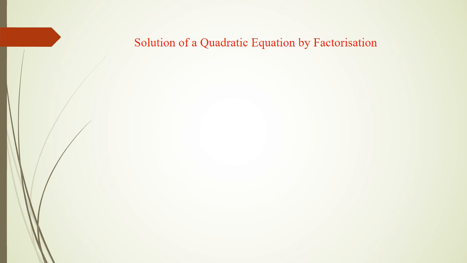Now that we have understood formation of a quadratic equation, going to the next step, now we need to solve that quadratic equation and arrive at a solution. In order to find the solution of a quadratic equation, there are mainly three methods that we are going to look into in this chapter. Out of that, the first method is going to be the method of factorization.